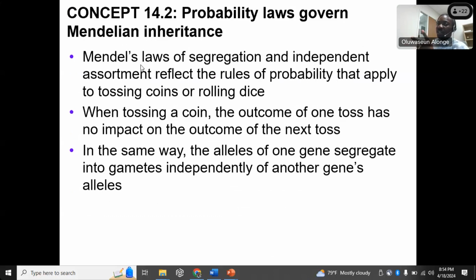Mendel's laws of segregation and independent assortment reflect the rules of probability that apply to tossing coins or rolling dice. When tossing a die or coins, the outcome of one toss has no impact on the outcome of the other. If you throw a die now and you throw another one, the first one you threw does not affect the second one in any way. Every die you throw is a new toss. In the same way, the allele of one gene segregates into gametes independently of another gene's alleles. It does not affect each other at all. So we call it the law of independent assortment.